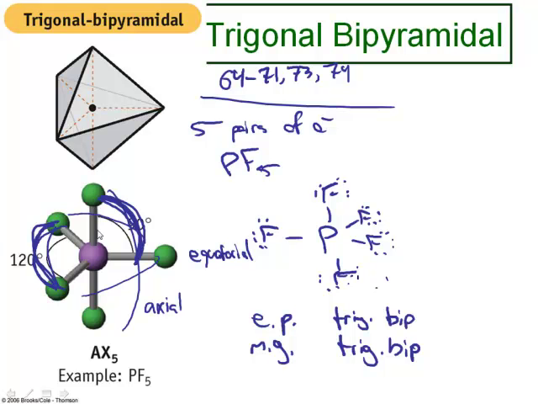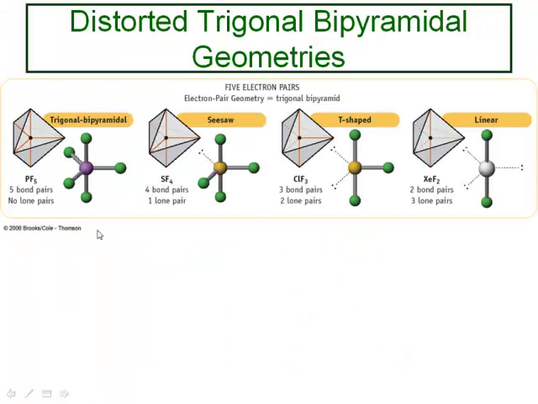Now, just like we looked at tetrahedral geometries and saw that there are different forms of distorted tetrahedral geometries, in the same way, we have distorted trigonal bipyramidal geometries that it's worth being aware of. Those are summarized here on this slide. I'm going to draw one example of each of these types. So let's consider the molecule SF4, for example.